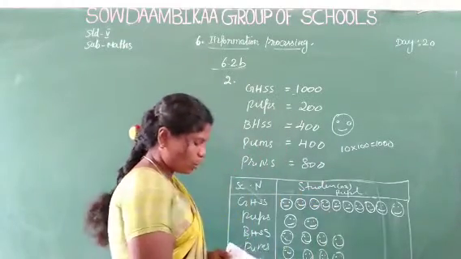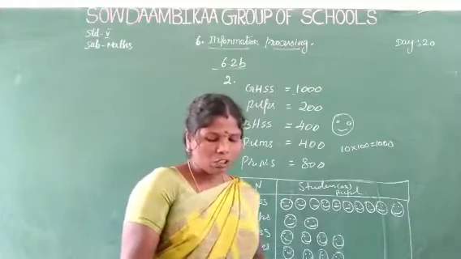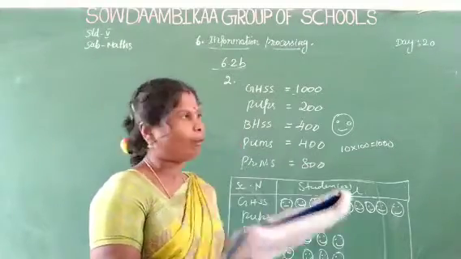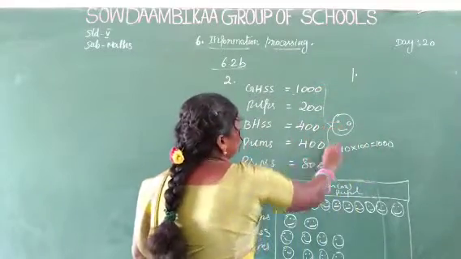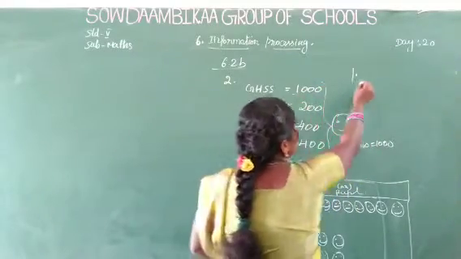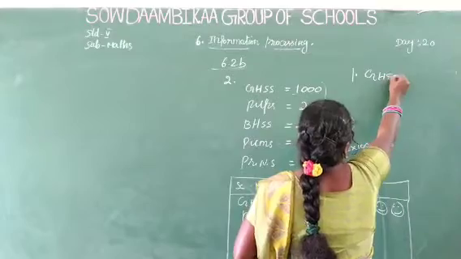This is a pictograph. Now say the answer, the first one. Which school has the maximum number of pupils? First one answer: 1000. So the first one is GHSS.